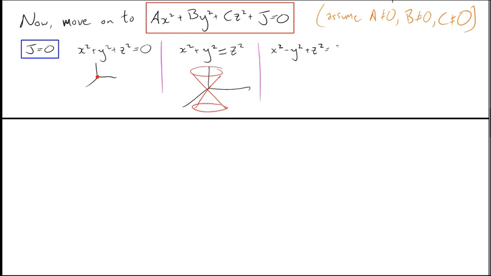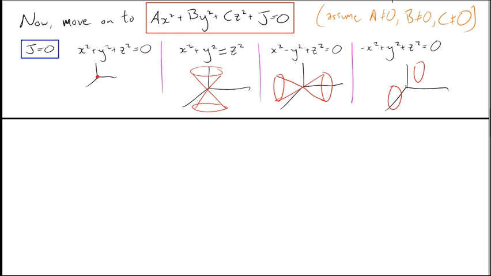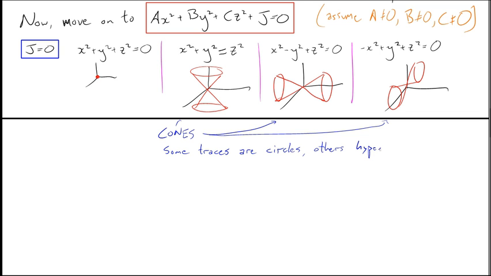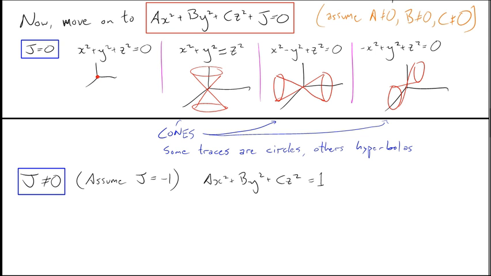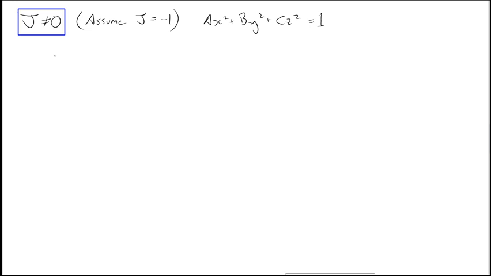If you take the negative 1 to be in front of y squared, you get a cone oriented along the y-axis. If the negative goes in front of the x squared, you get a cone along the x-axis. So some of these traces are circles, and other traces are hyperbolas, provided we take traces parallel to the coordinate axes. Okay, we'll keep going here, assuming j is not 0. And then again, by rescaling, we can assume that j is minus 1.